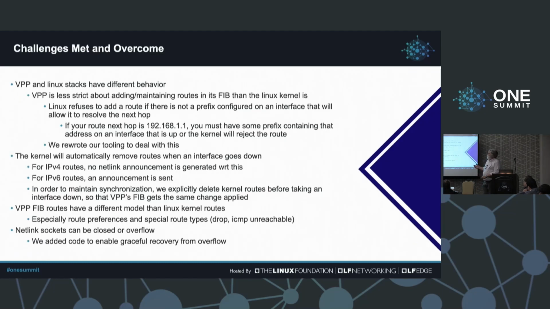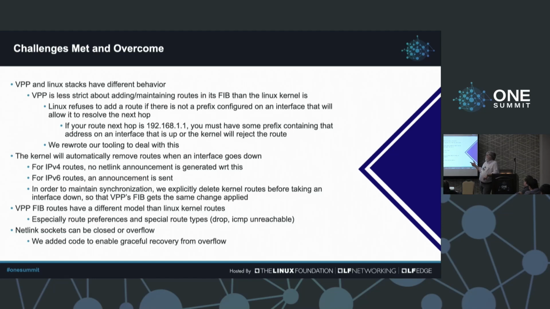And again, I talked about some of those impedance mismatches you're going to have between Linux kernel networking and VPP. One of the first things we ran into is that VPP is a lot less strict about what it will accept as a route in the FIB than Linux is. In Linux, you have to have a matching interface that covers the next hop that you're about to set, and VPP doesn't care. It'll let you set whatever you want.